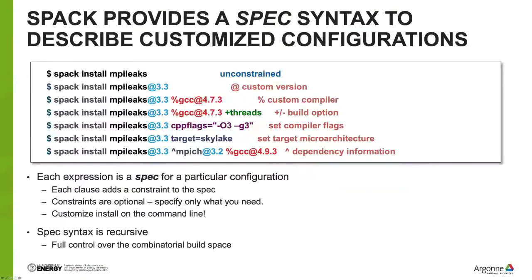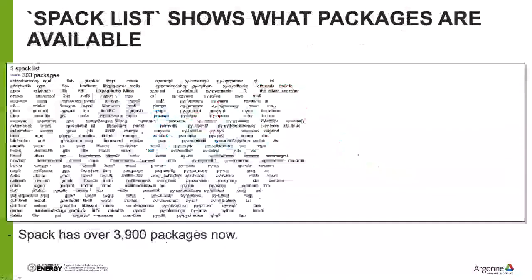And you can customize these on the command line as you're installing. There are other ways to specify this, but you can do it on the command line. Again, the syntax is recursive. What you specify for compilers, it will build the whole stack with. So you can get full control over the combinatorial build space.